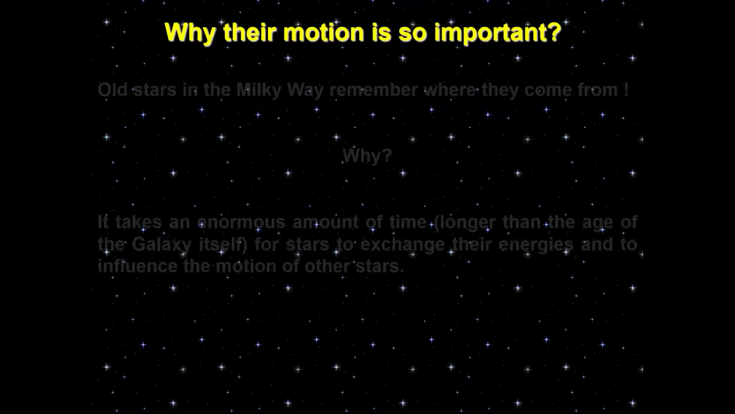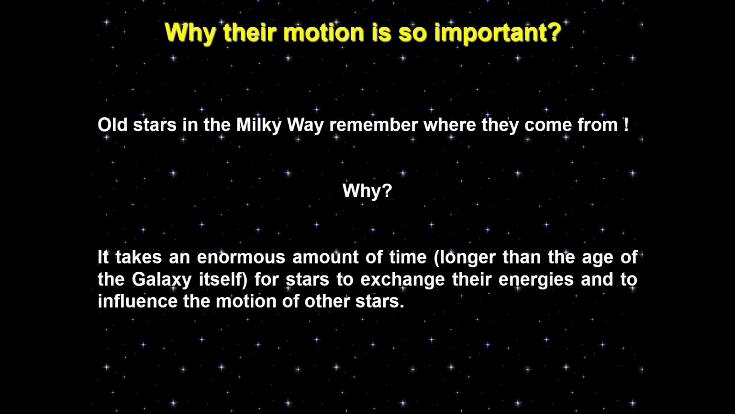So why is the motion of halo stars so important? Because these stars remember where they come from. They have a dynamical imprint of the assembly history of the Milky Way. The reason is that in the halo, the time to exchange energy and angular momentum is larger than the age of the galaxy itself. And so they really have this imprint and remember the progenitors where they formed.